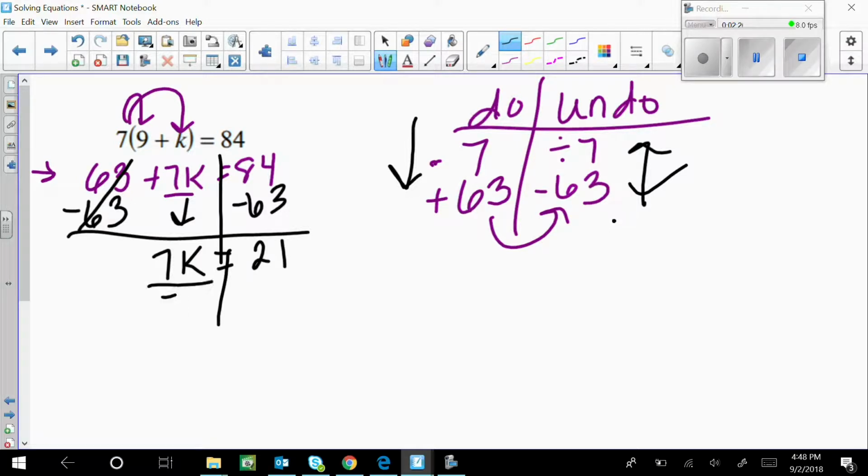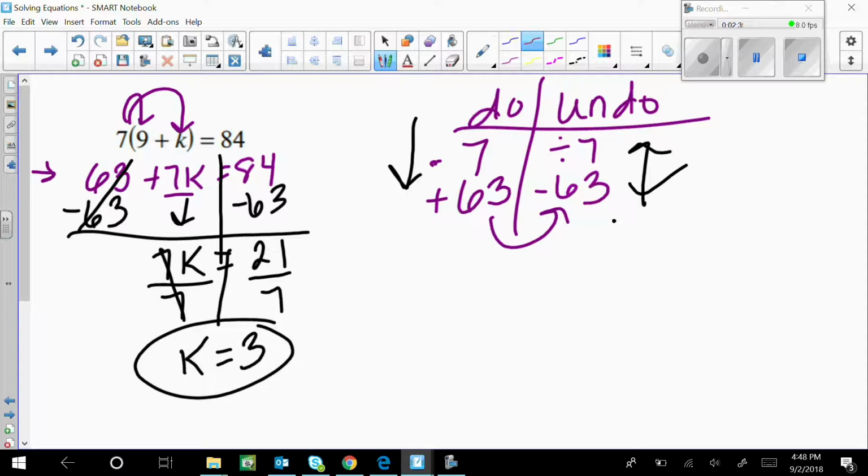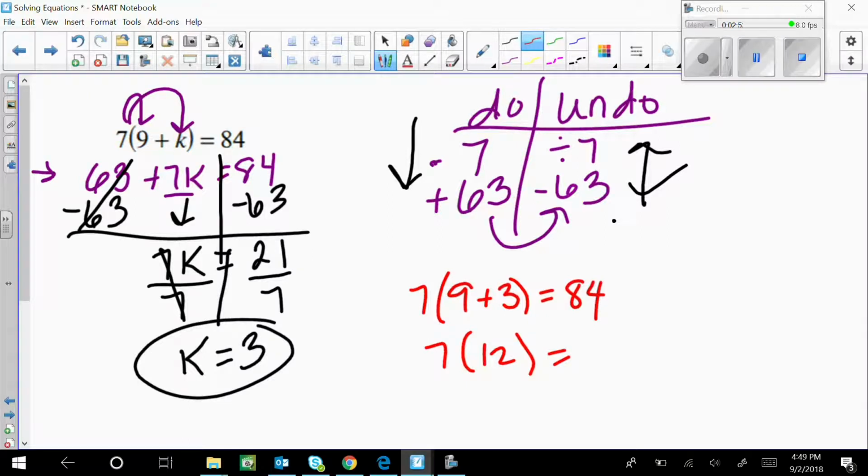So bring down my wall, divide both sides by 7. 7 divided by 7 is 1, so I'm just going to cross that out because remember we don't put 1 in front of the variable. K equals 21 divided by 7 is 3. There's my answer. In order to check it, I'm going to have 7 times (9 plus 3) equals 84. 7 times 12 equals 84. So remember, 7 times 12 is 84. So 84 equals 84. It checks out.